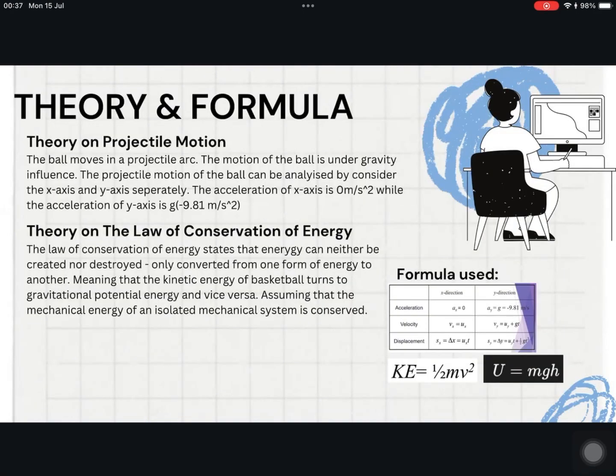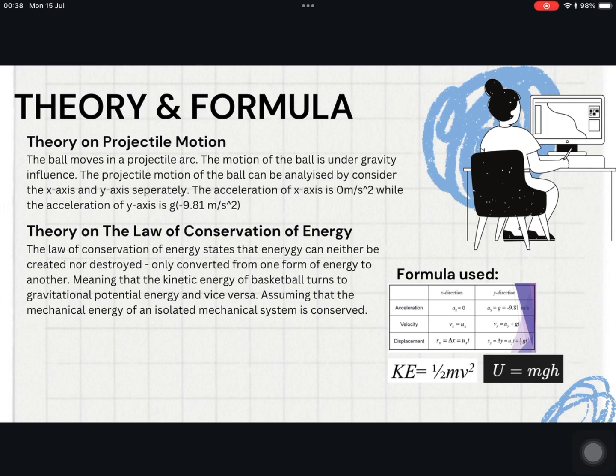So for the theory and formula, first the theory on projectile motion. The ball moves in a projectile arc. The motion of the ball is under gravity influence. The projectile motion of the ball can be analyzed by considering the x-axis and y-axis separately. The acceleration of the x-axis is 0 meter per second squared, while the acceleration of the y-axis is g, which is negative 9.81 meter per second squared.